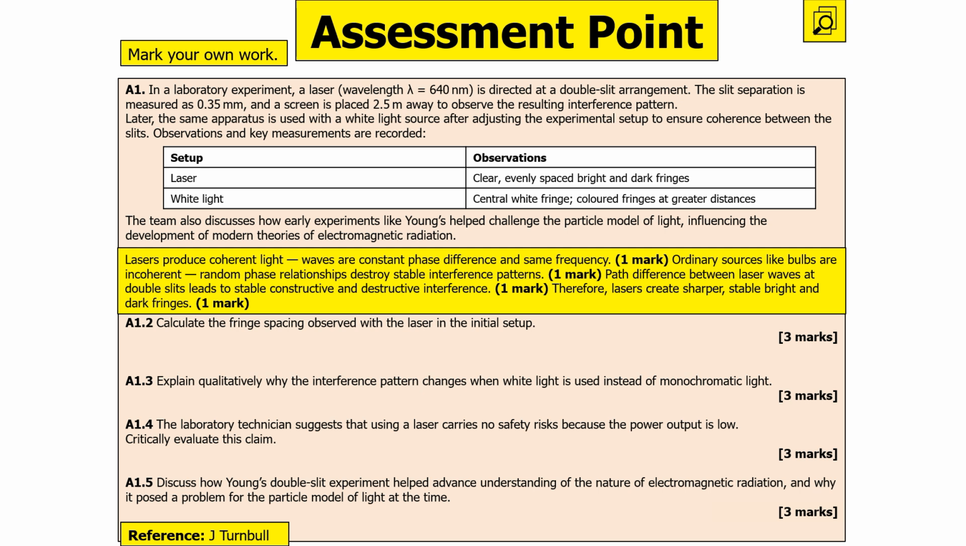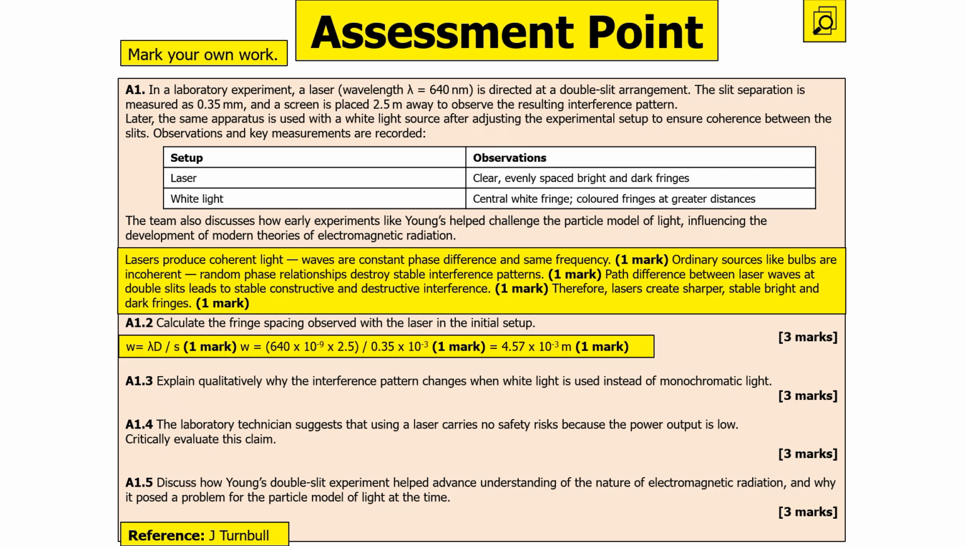Therefore, the laser creates sharper, stable, bright and dark fringes. We know that W equals lambda D over S. Pop in all the values, you get 4.57 times 10 to the minus 3 meters.